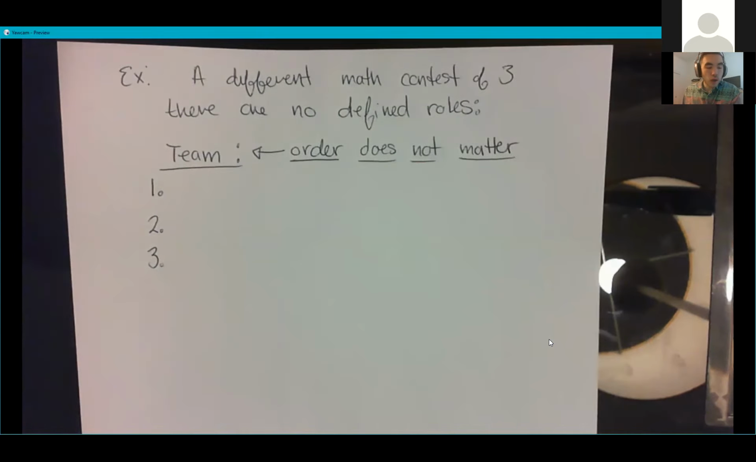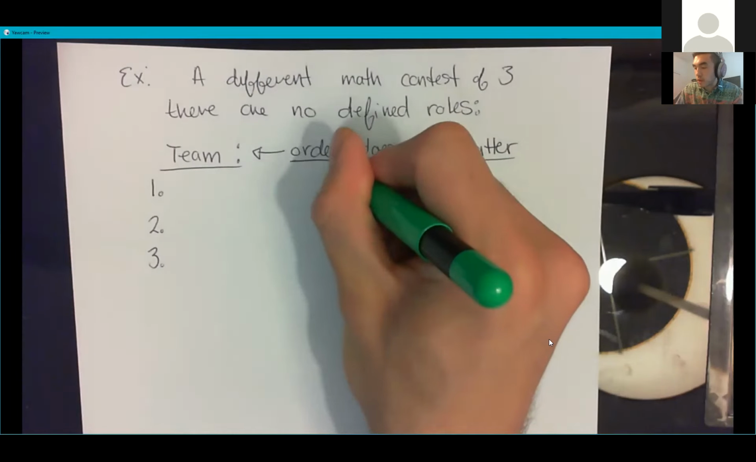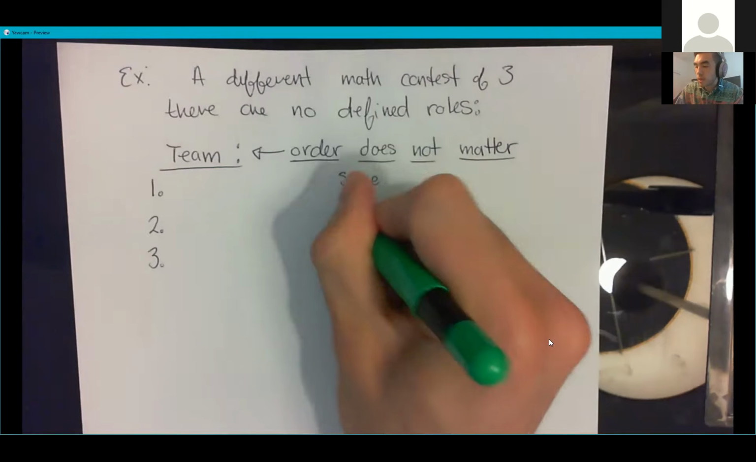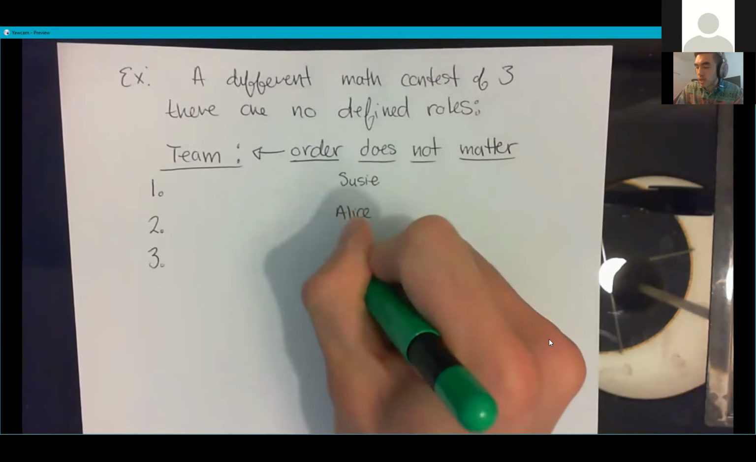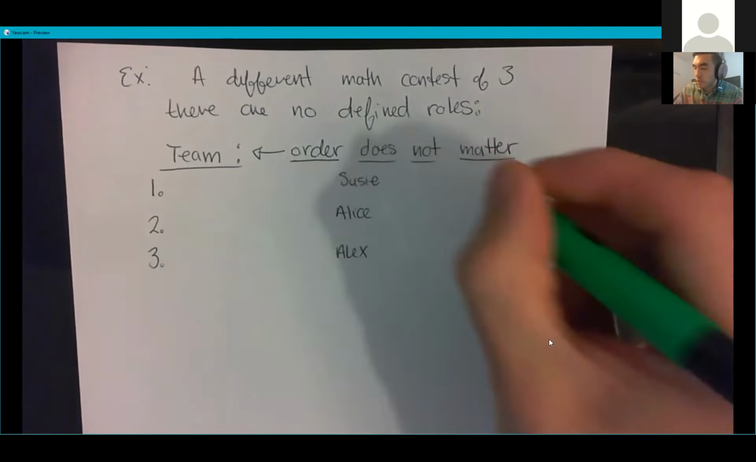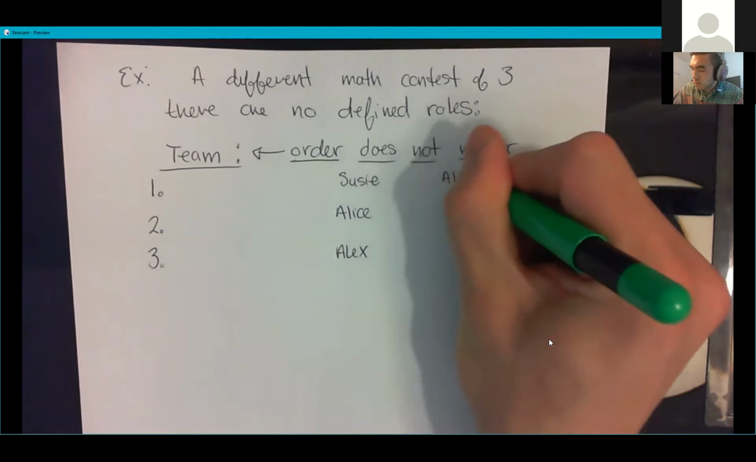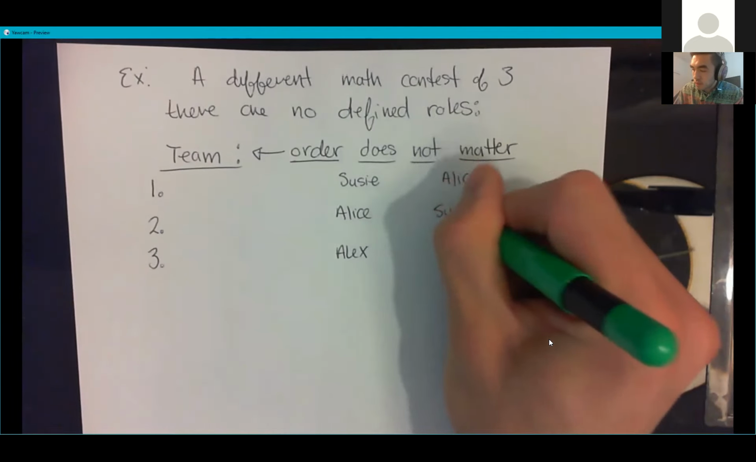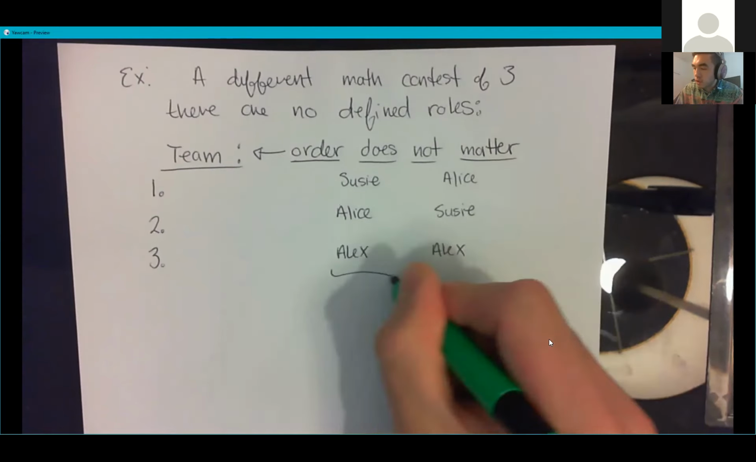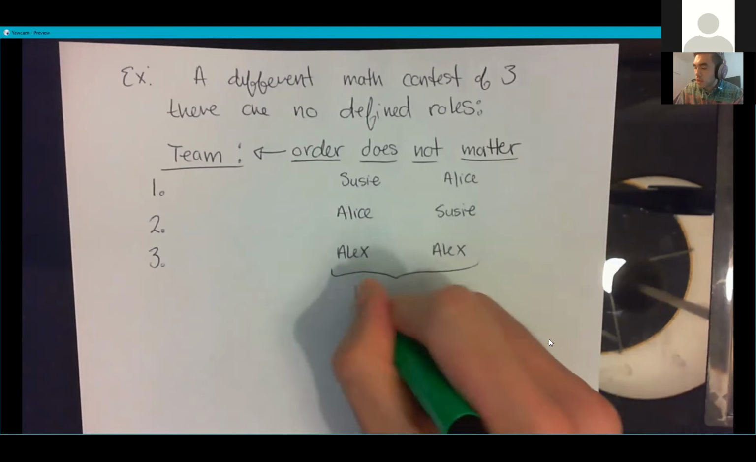So this means that, to draw the distinction with what we were talking about before, if we were to do this by a random number generator, and Susie were to be chosen first, then followed by Alice, then followed by Alex, and then we were to subject this to a random number generator, and the second time it were to pull Alice, then Susie, then Alex, these two teams are identical. These both count as 1.